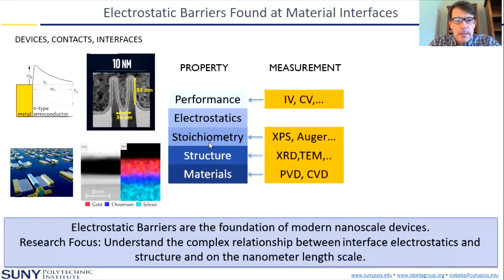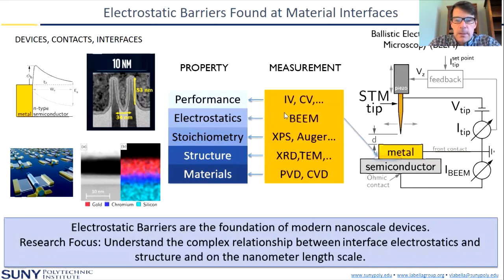So there are many techniques out there that can measure these different things: materials, deposition techniques, structure, microscopy, stoichiometry. And performance, again, IV and CV, but electrostatics is very difficult to measure, and that's where the technique we use comes in. It's called BEEM, ballistic electron emission microscopy, and it's based on STM. And what it's able to do is measure the electrostatic barrier at the interface between a metal and semiconductor or a metal insulator.